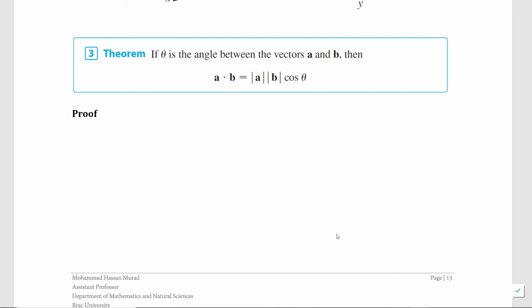Now we have a theorem. If theta is the angle between the vectors A and B, then the dot product of the vectors A with B is equal to the product of the magnitude of A and the magnitude of B and the cosine of the angle between them. Recall that theta has measure 0 to pi. Let's start the proof.